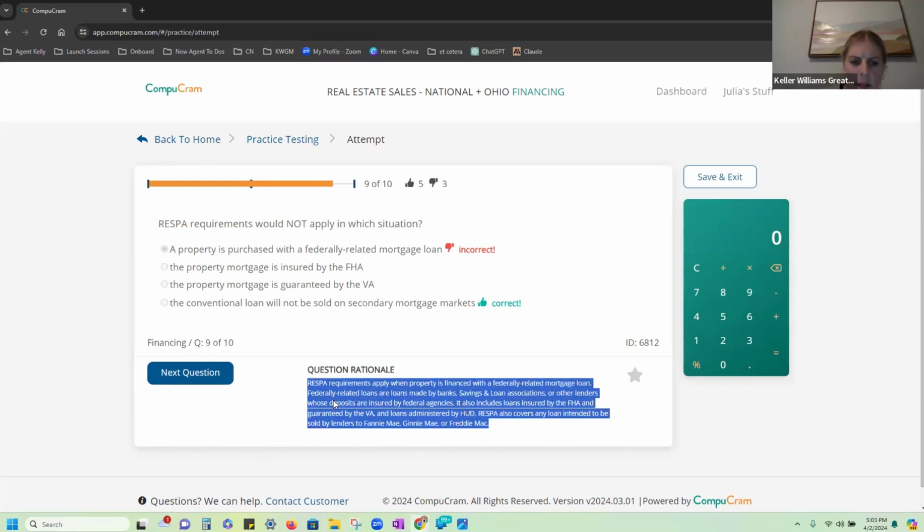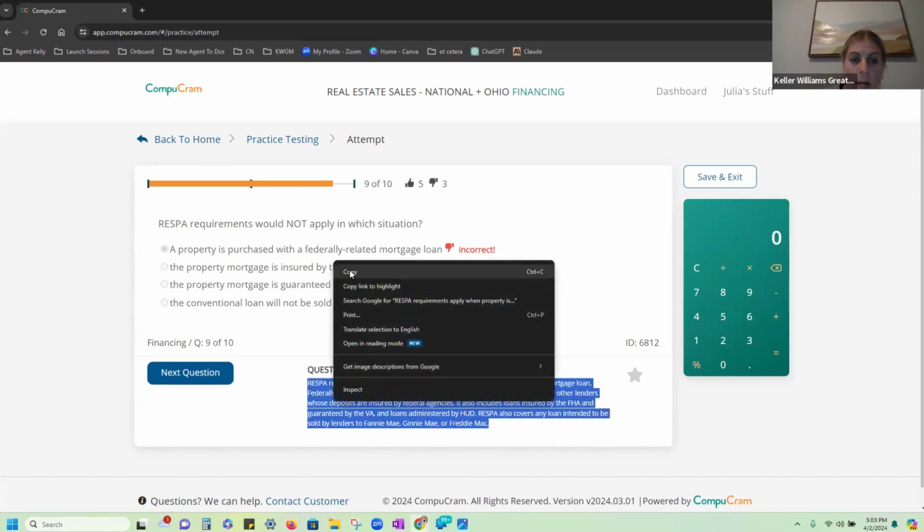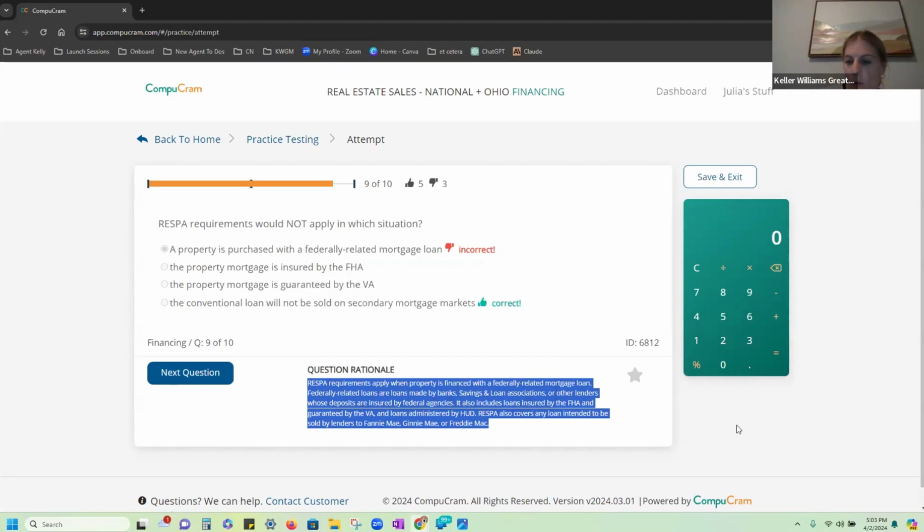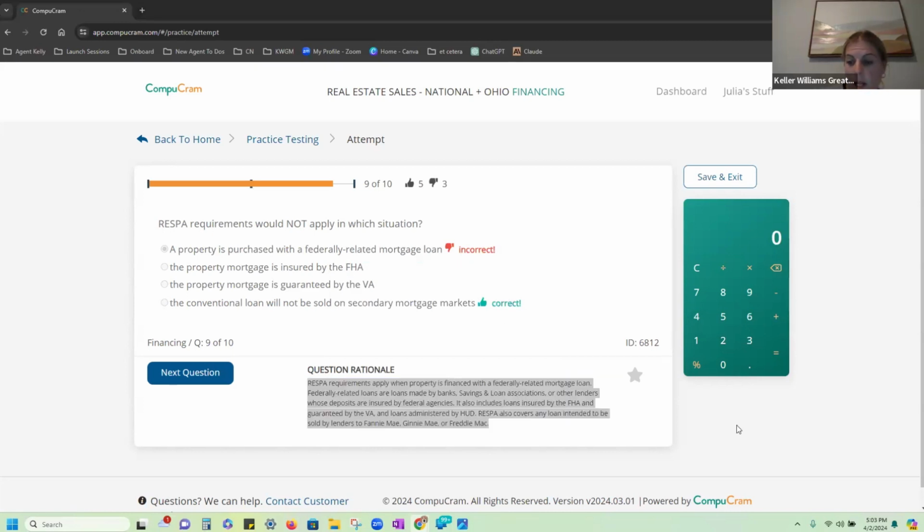All right, this is a tough one. So RESPA requirements would not apply to the conventional loan that will not be sold on the secondary market. So, good job.